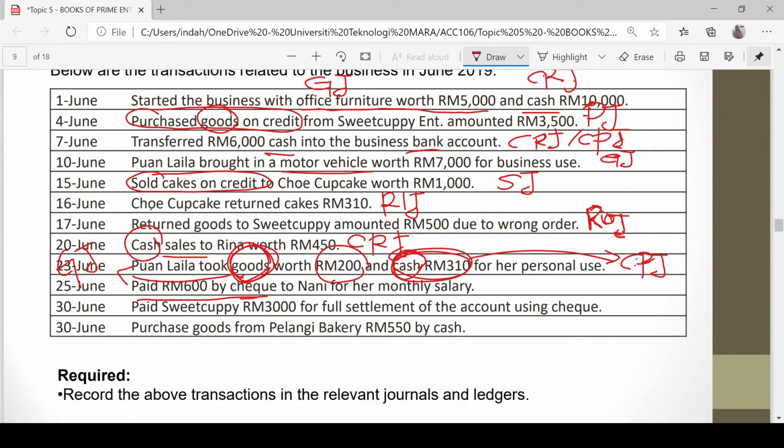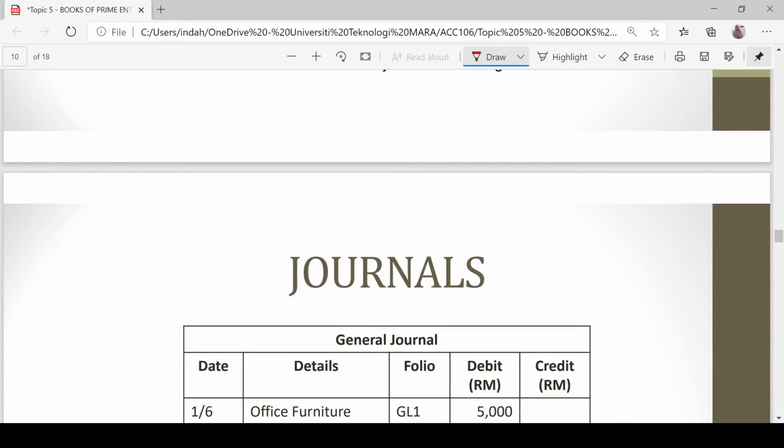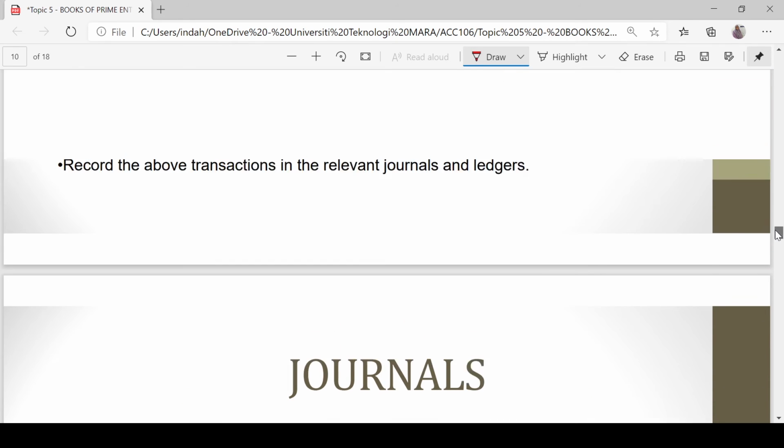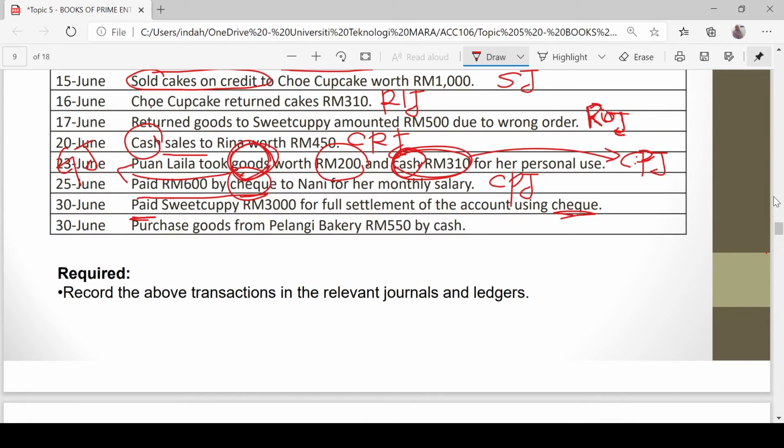Okay, next. Paid 600 by check. Paid by check, so cash at bank. Paid, so cash payment journal. Paid Sweet Cupcake, again paid by check, for full settlement. You paid, so cash payment journal. Purchase goods by cash, meaning that you purchase something, you took out your cash of 550, so this will be recorded in the cash payment journal.